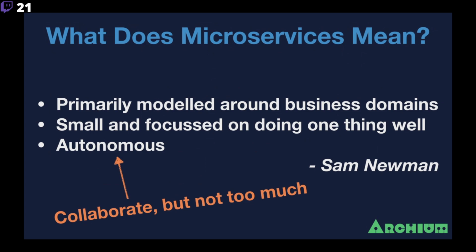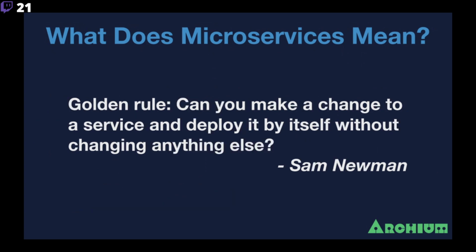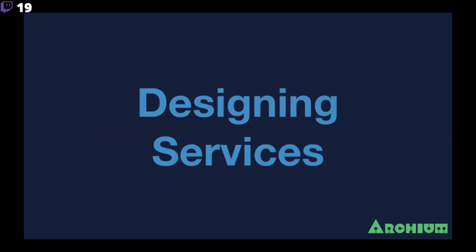Sam gives this golden rule about microservices. He says, can you make a change to a service and deploy it by itself without changing anything else? He says that is the key to microservices, and I think the key to the value as well is being able to develop different bits of software at different speeds and push them to the customer. So let's look a little bit at how you go about designing services.